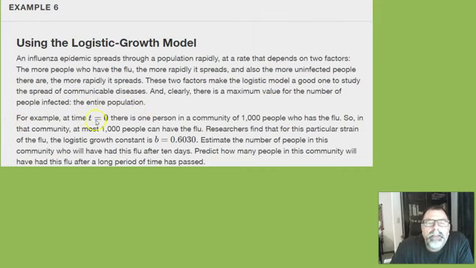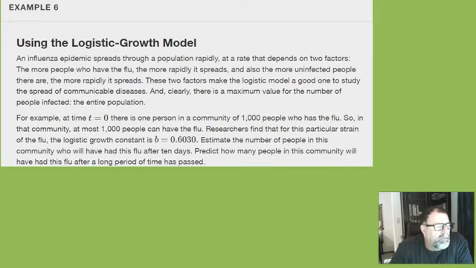For example, at time t equals 0, there's one person in a community of 1,000 people who has the flu. So in that community, at most, 1,000 people can have the flu. Researchers find that for this particular strain of the flu, the logistic growth constant is B equals 0.6030. Estimate the number of people in this community who will have had this flu after 10 days. Predict how many people in the community will have the flu after a long period of time has passed.